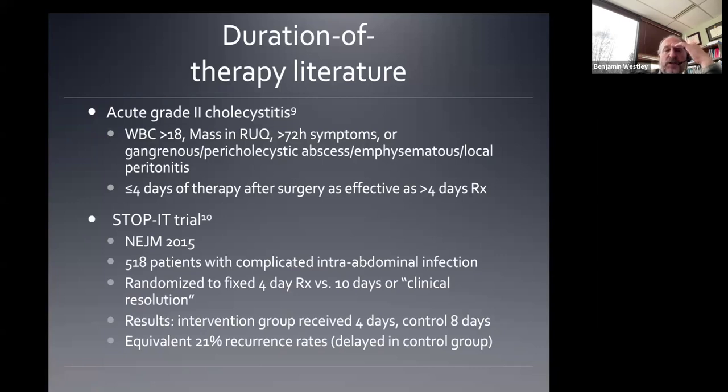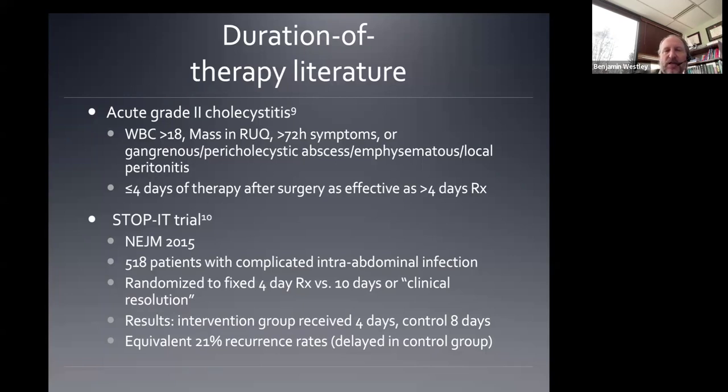The other trial that's frequently quoted is the STOP-IT trial. This was 2015 New England Journal. I like this trial because it's easy to remember the name. I'm not good at remembering study names, but this one's pretty easy. 500 patients with complicated intra-abdominal infections, and this was a randomized trial. They randomized them to 4 days and then just stop, or to go up to 10 days of antibiotics, or stop when there was clinical resolution, which basically meant the white blood cell count was normal, there was no fever, and the patients were eating. The GI tract was functioning.